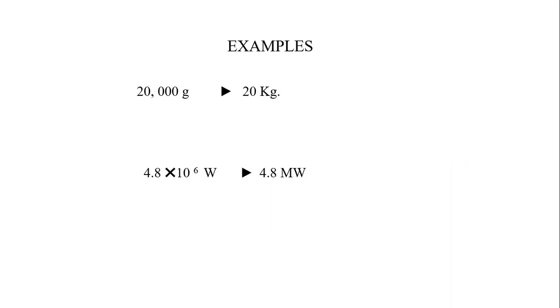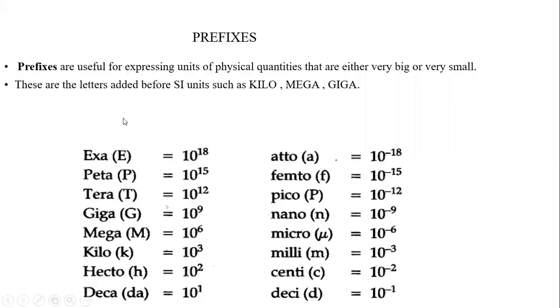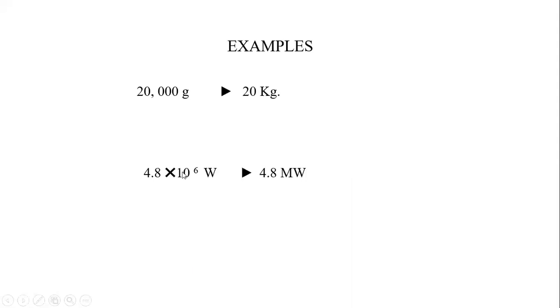For example, we have a term 20,000 gram. So instead of writing 20,000 again and again, we can use the prefix. In the last slide, we have already seen the value of kilo. Kilo equals exponent 3. So instead of writing 20,000 again and again, we can simply write it as 20 kilogram. Kilo means exponent 3. Exponent 3 means 3 zeros.